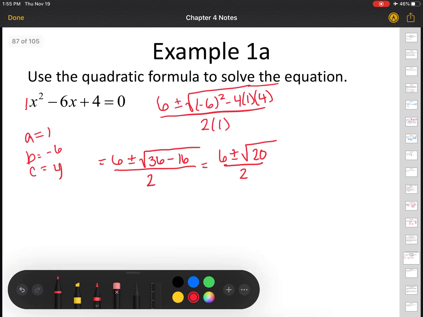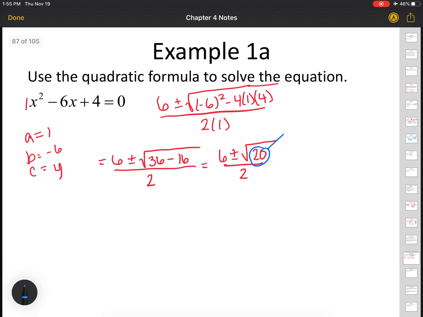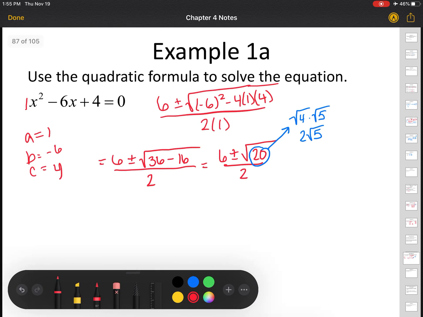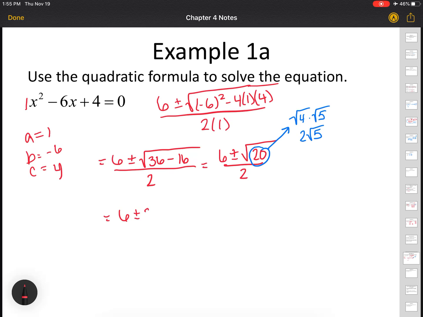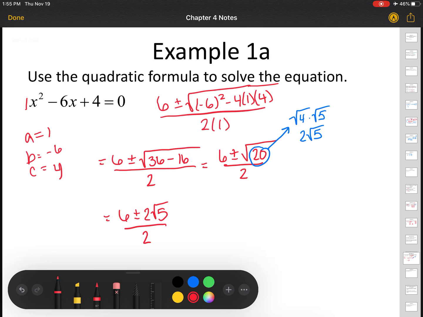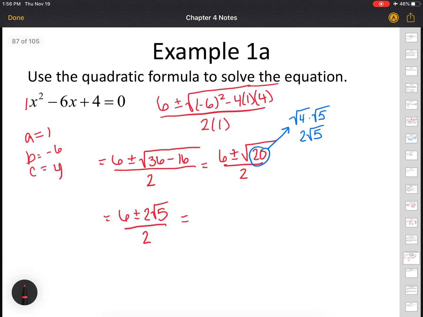Okay, and now I'm going to think about the square root of 20. That could simplify. The biggest perfect square that goes into 20 is 4, because 4 times 5 is 20. So the square root of 4 is 2, and I'm going to smush together the square root of 5. So this simplifies down to 6 plus or minus 2 root 5 all over 2. And since I have some even stuff going on, okay, I could divide 2 into everything. So it's going to be 6 divided by 2, which is 3, and 2 divided by 2, which is 1. I can choose whether or not to write it. And the square root of 5 is just tacked on there, okay?